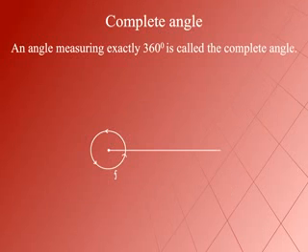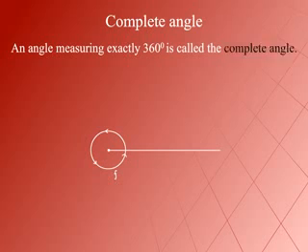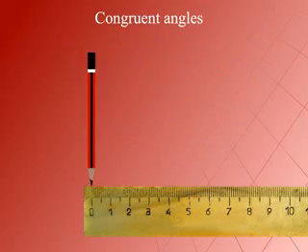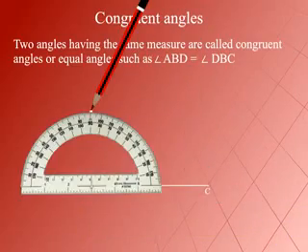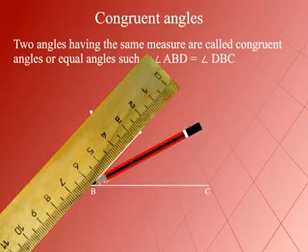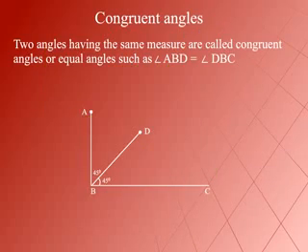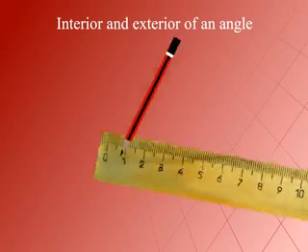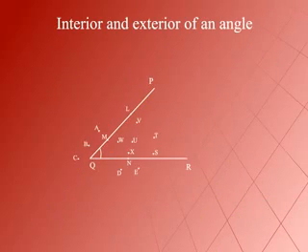Complete angle. An angle measuring exactly 360 degrees is called the complete angle. Here, angle F is a complete angle. Congruent angles. Two angles having the same measure are called congruent angles or equal angles, such as angle ABD is equal to angle DBC.